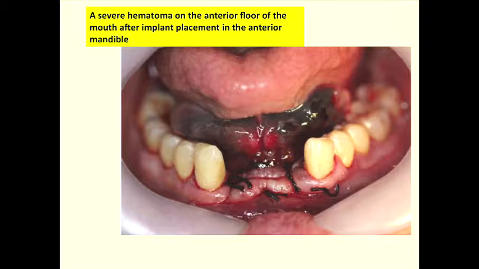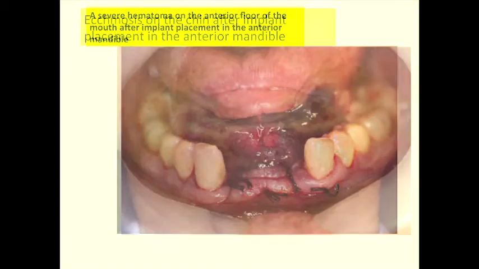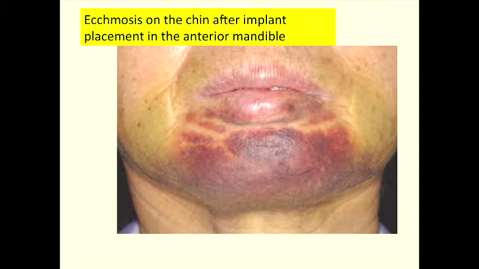And this is why. It's not going to happen to you. I want to make sure you understand that. But the smart thing is to tackle it before this happens. Here's another case with ecchymosis after implant placement, and it began to happen to the chin here. Obviously, there is something wrong with this patient.